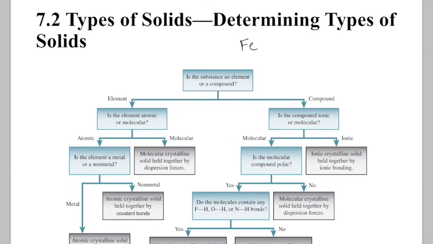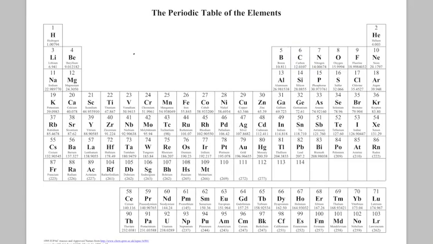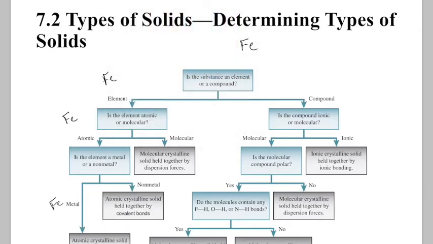Iron. Is this substance an element or a compound? I just got the one here, so that's iron. Iron is an element. Is it atomic or molecular? This would be an atomic element here. There's just one of them. We'll see a different example where that's not the case. And is this a metal or a nonmetal? Well, if I look on the periodic table, I can see that iron lives right here in the transition metal block. So iron is indeed a metal. So it will form an atomic crystalline solid held together by those metallic bonds.